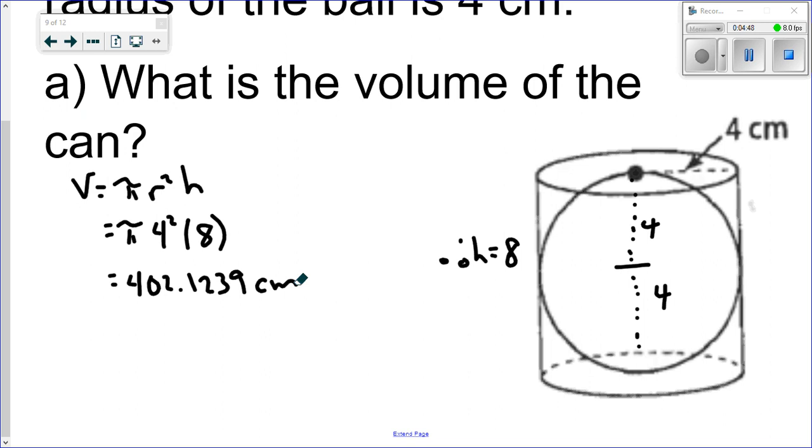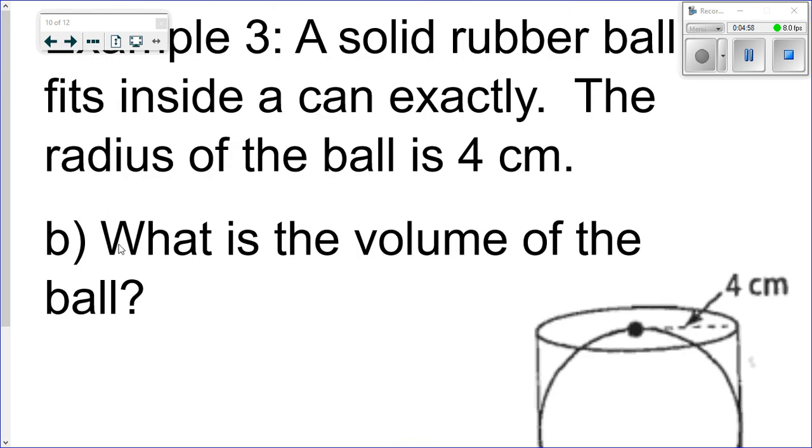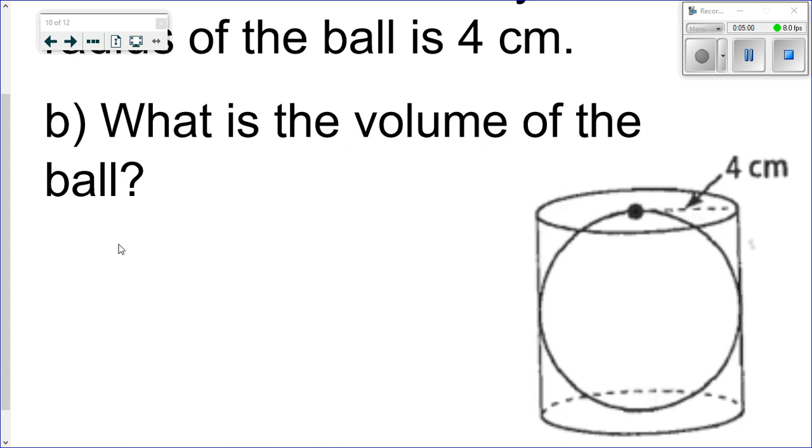Now, if this was the last question, I would normally just leave it to 1 decimal place. However, I already know what the question is and that I'm going to need it for future parts, so I'm going to leave it at 4 decimal places. What is the volume of the ball?